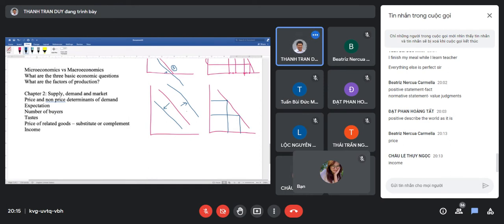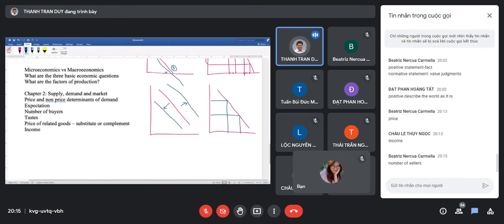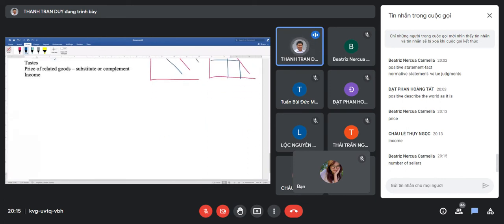Determinants of supply include the input price, technology, government intervention like tax, number of sellers, and expectations. So the supply curve gets the same kind of impact as the demand curve, right? And we also have the supply curve like this, right?